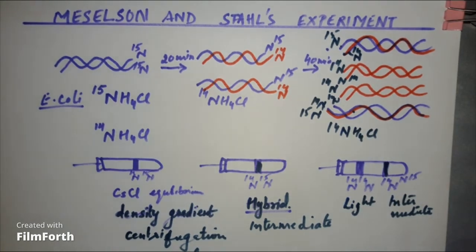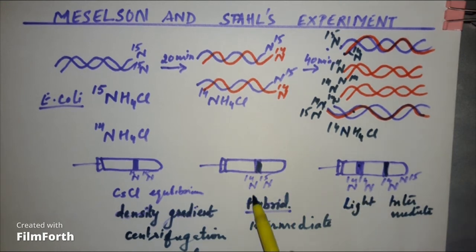Now measuring the density. They used a cesium chloride equilibrium density gradient centrifugation method. In the cesium chloride density gradient they observed bands like this. These bands are observed here when the culture medium was N15 type. In hybrid they are observed at a different place, and in N14, when the culture medium is normal, light nitrogen, the bands are observed elsewhere.